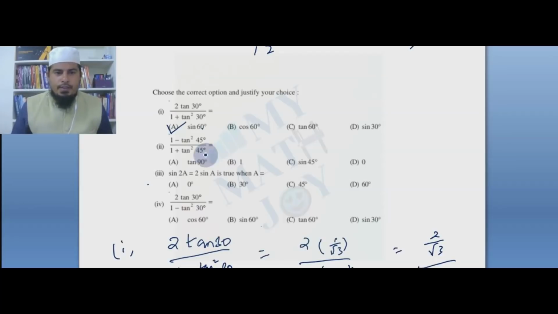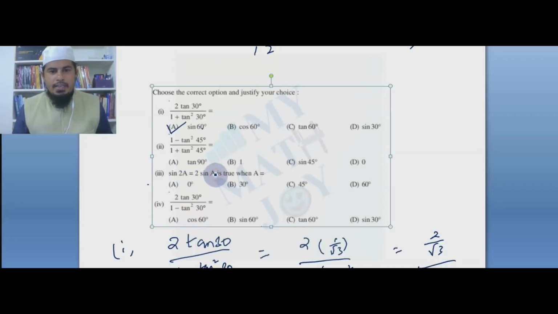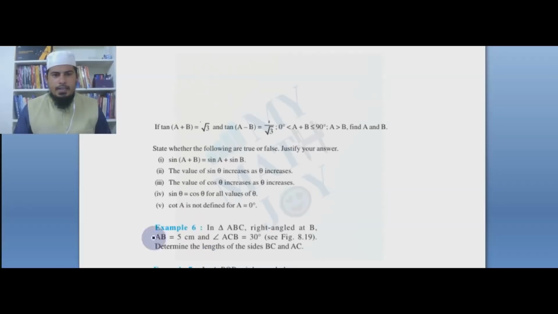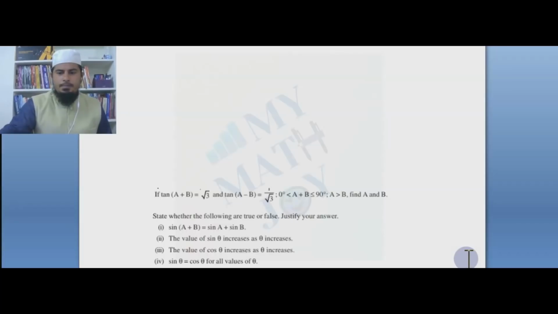Let's move further. Here in the third question, sin 2a is equal to 2 sin a. So you see there is no simplification part, so put this 0 in the place of a and see whether LHS is equal to RHS or not. Okay, if it is not, then substitute 30, then 45, then 60 and see where the equation is correct, becoming LHS equal to RHS. Let's move further to see the problems of a kind. This is a very nice question, an important type of question.